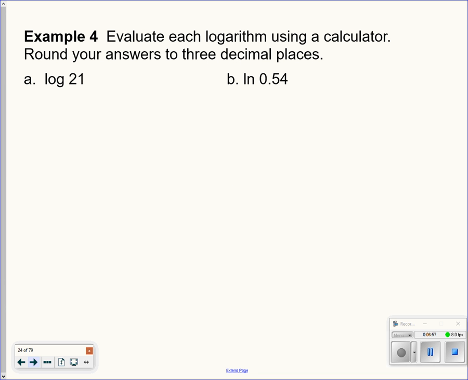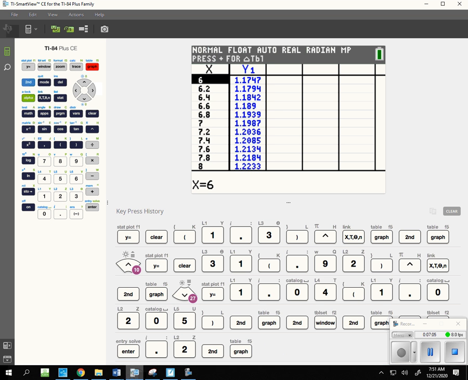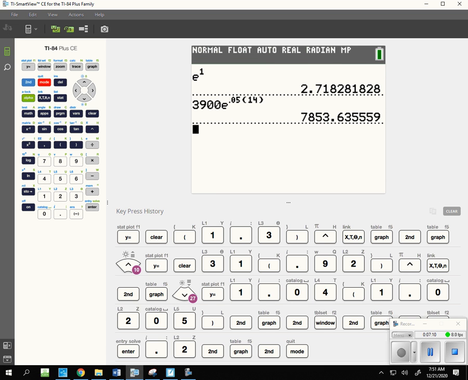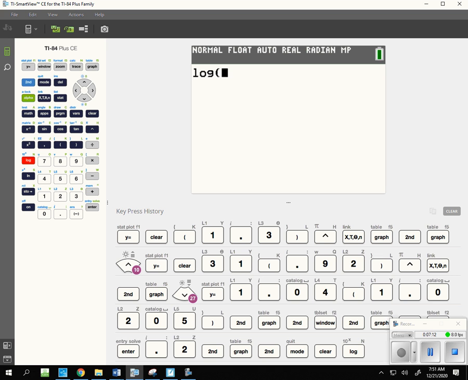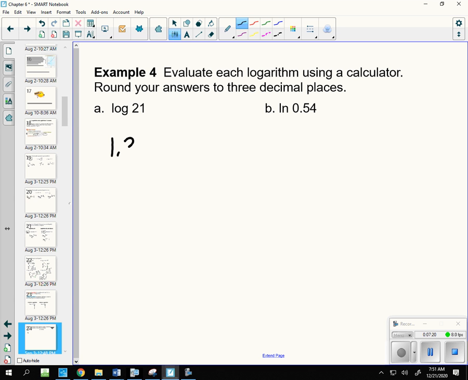So let's use our calculator right now. Let's pull it out. We're going to do log of 21, and I want to round this to 3 decimal places. Log is located on the left-hand side. So log 21, enter. 1.322. So my answer to log of 21 is 1.322.